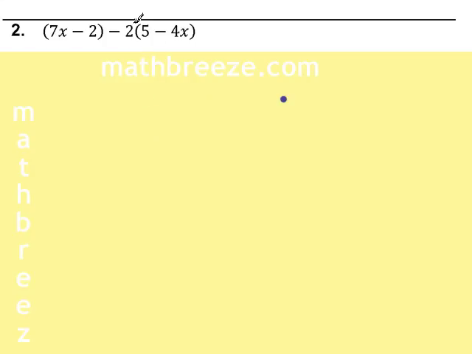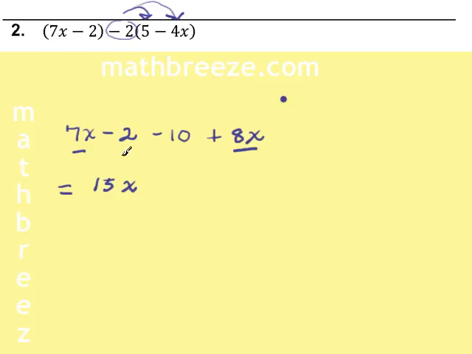In number 2, we'll first multiply. We want to open parentheses, so first let's just multiply through by this negative 2 to open that second set of parentheses. So we have 7x minus 2, and now multiply through, so we have a minus 10. And minus 2 times minus 4x, that's plus 8x. So now we're ready to combine like terms. 7x and 8x, that's 15x. And then minus 2 plus minus 10 is equal to negative 12.